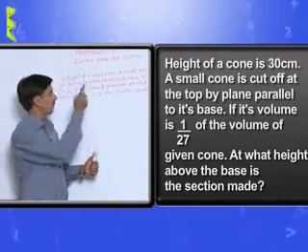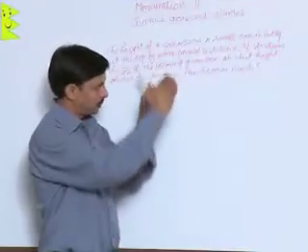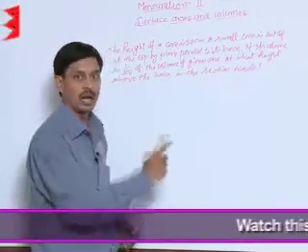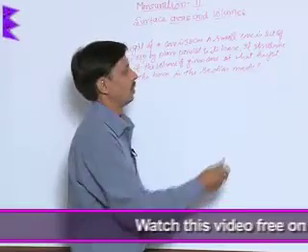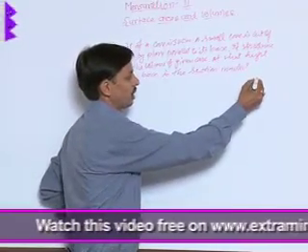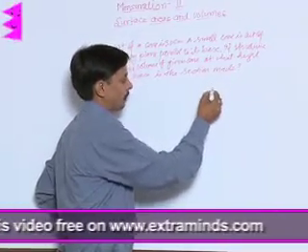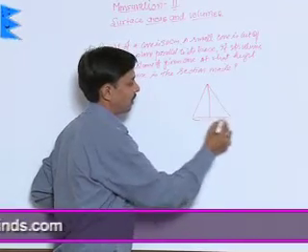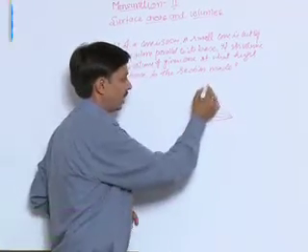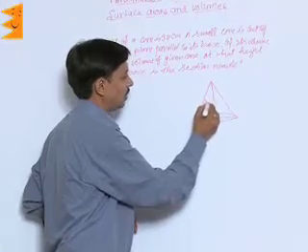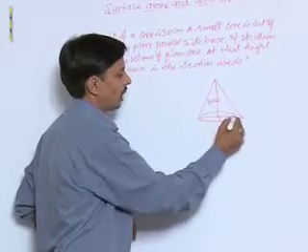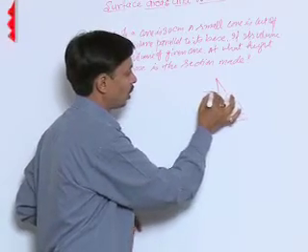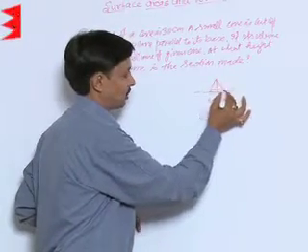So first of all, with the language, we have to make a figure and we have to understand how the question is given and how it will be solved. If I make a shape of cone here, this is the shape of a cone. Height is 30 centimeter and from this cone a small cone is cut off like this.